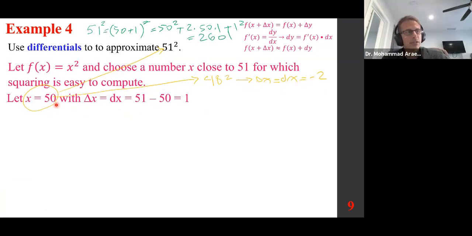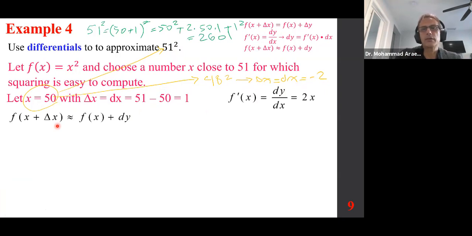So going through the process, first and foremost, we need to find f prime. That's simple, 2x. And then we need dy, just put the dx next to it. And now the formula that we had here: f of x plus delta x can be approximated by f of x plus dy. So your f of x is x squared, your dy is 2x dx.